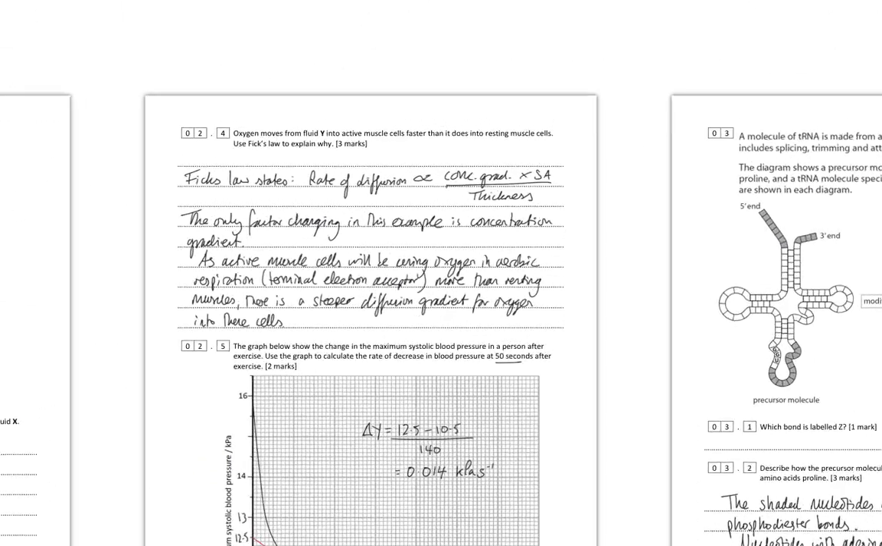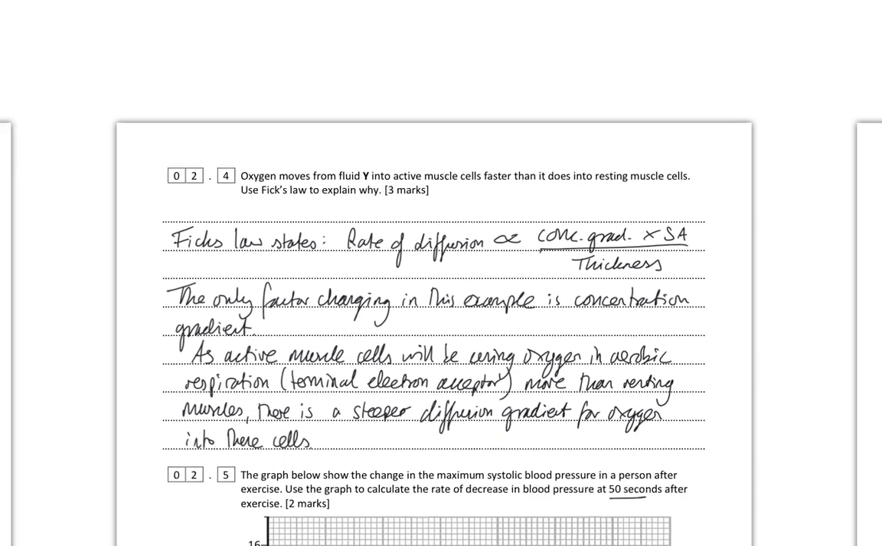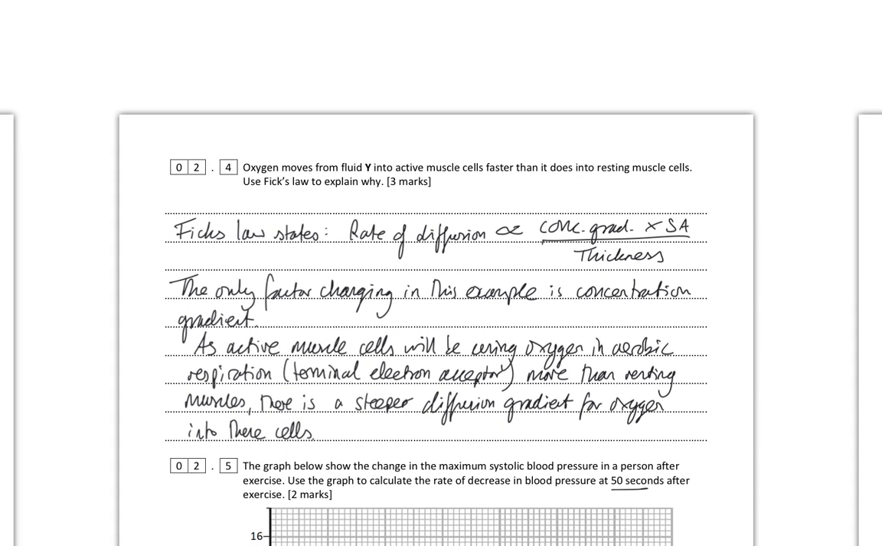On to this one. It says with reference to Fick's law. So I always write out Fick's law. Rate of diffusion is proportional to the concentration gradient times surface area divided by thickness of membrane, but nothing's changing here apart from the activity of the muscle. I've got an active muscle or a resting muscle. So yeah, it can only affect the concentration gradient as I've put there.